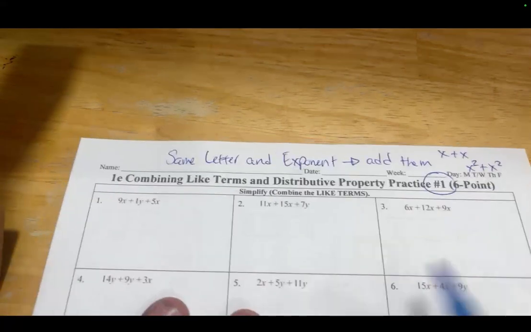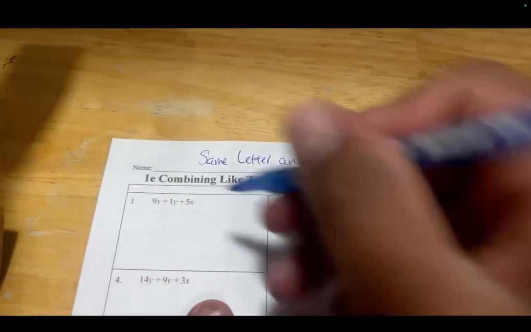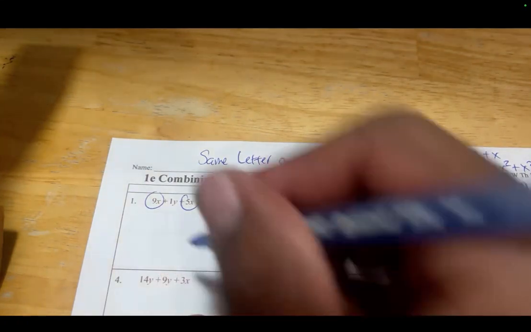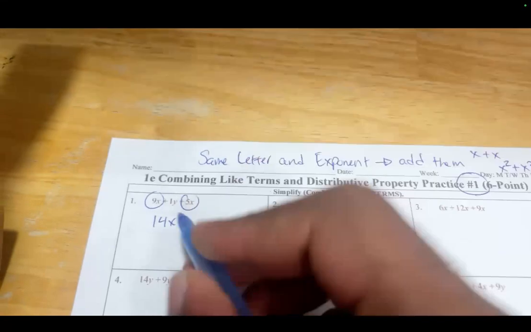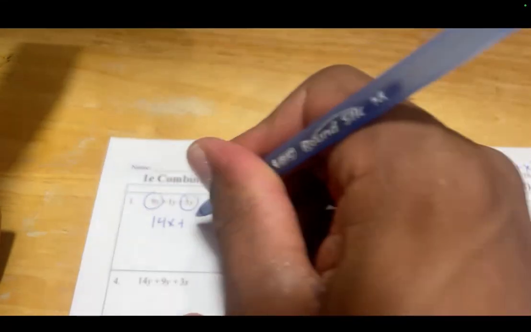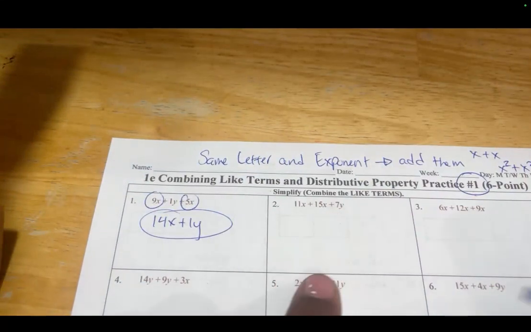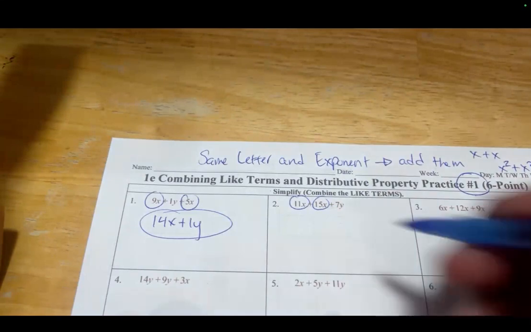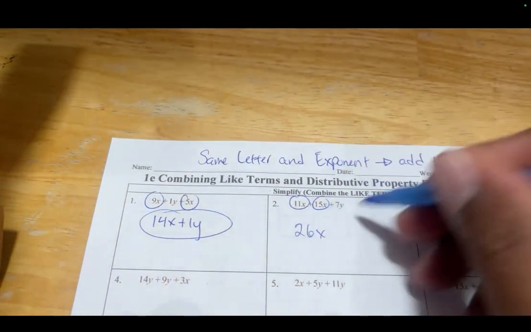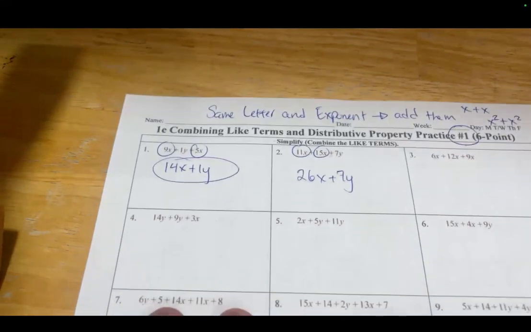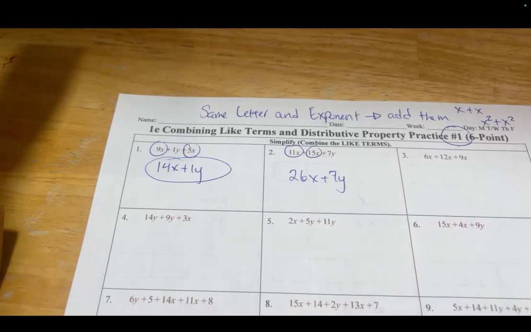Now, this one, what has the same letter? 9x, 5x. So we're only going to add those two. 9x plus 5x, that's 14x. And then I didn't add the 1y, so I just bring that down. And that's all we do. Same thing here. 11x plus 15x, that's 26x. Just bring down the 7y, and that's all we do. So pretty much these first 6 problems, that's all you're doing here.